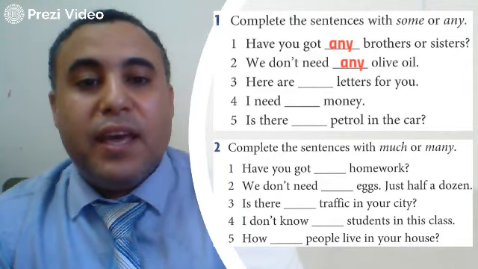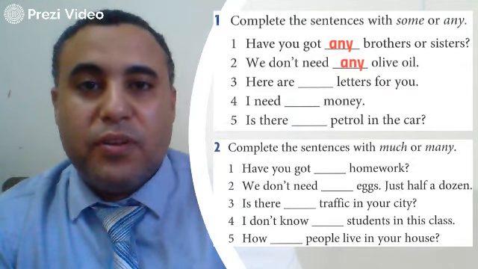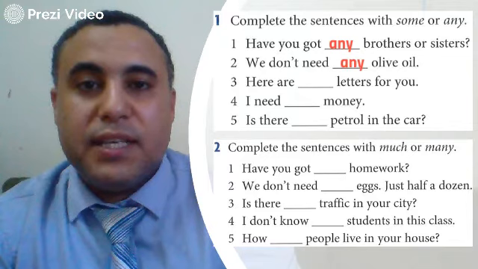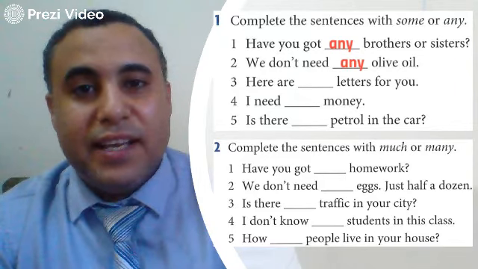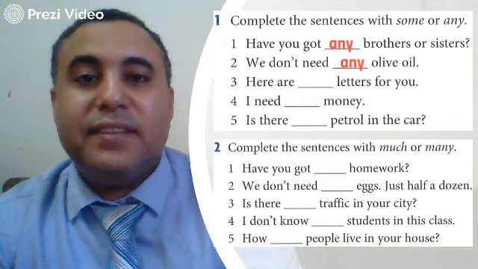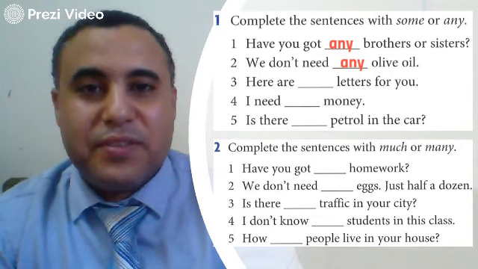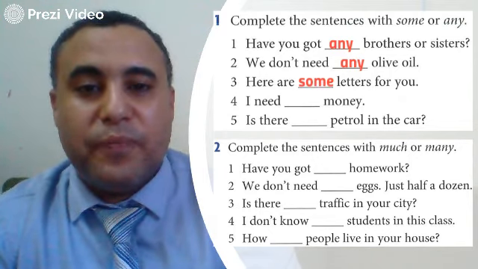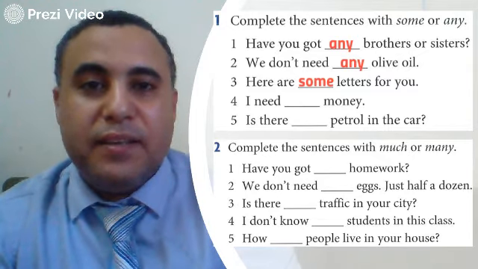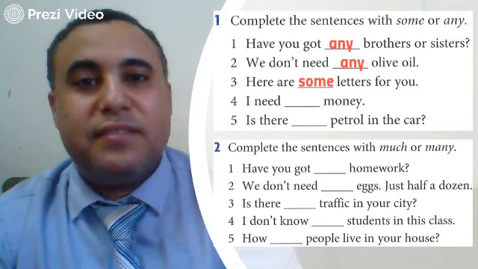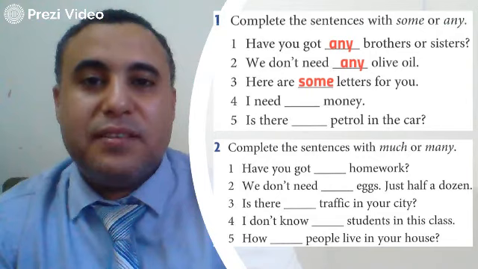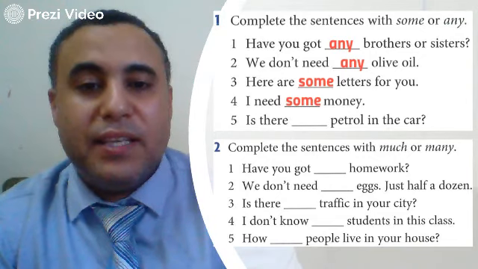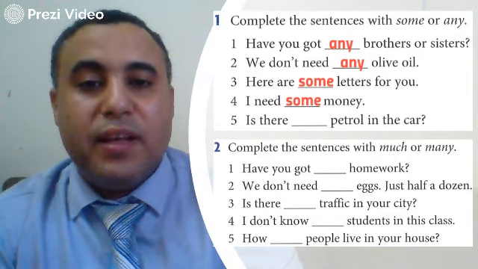3. Here are letters for you. Letters is countable and it's also a positive sentence, so we use some. Here are some letters for you. 4. I need money. Correct. It's a positive sentence, so we use some. I need some money.